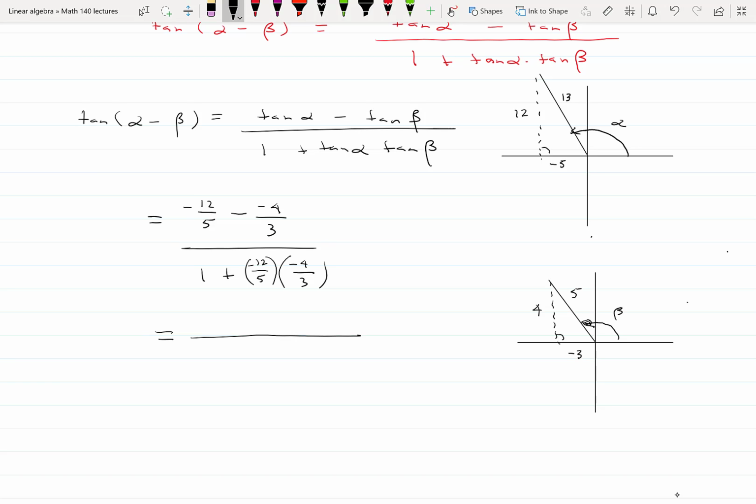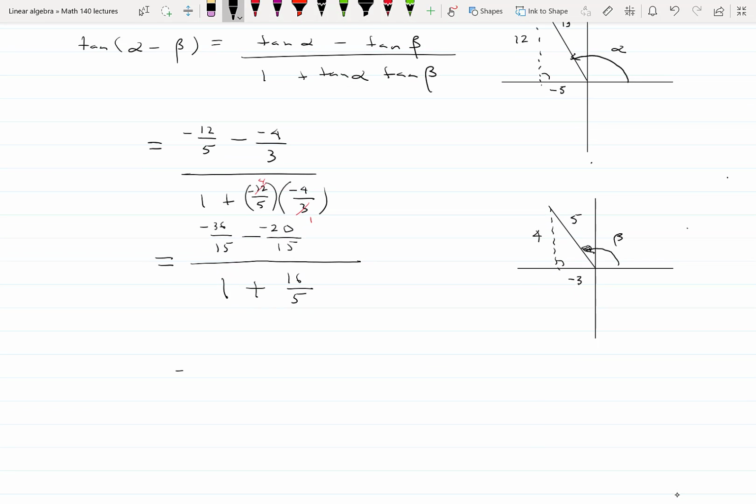So let's do this arithmetic. In the numerator, the least common denominator is 15. If I multiply negative 12 fifths by 3 over 3, so I have the same denominator of 15, I'm going to get negative 36 over 15. And if I multiply negative 4 thirds times 5 over 5, I'm going to get minus 20 over 15. So now we have the same denominator. And in the denominator, I notice I can do some cross cancellation. 3 divides into itself once. 12 goes 4 times. So it's 1, and multiplying two negatives gives a positive, so 1 plus 16 over 5.